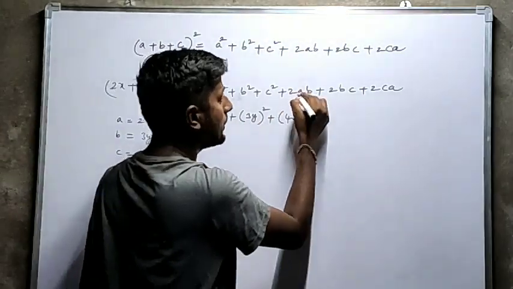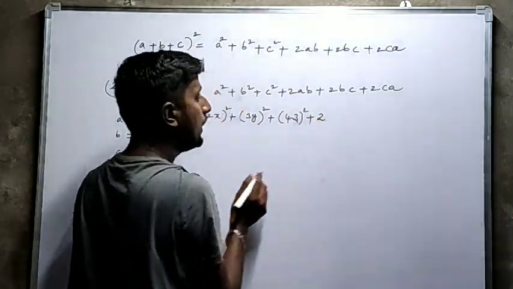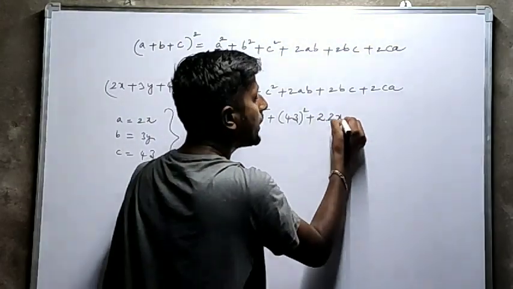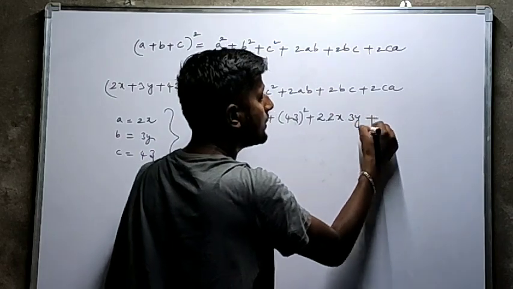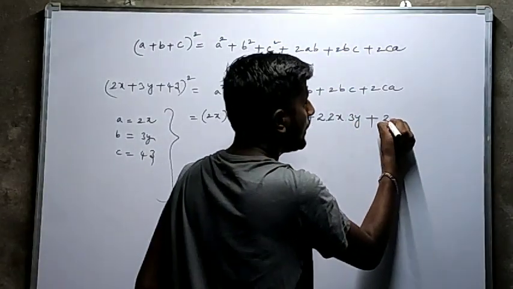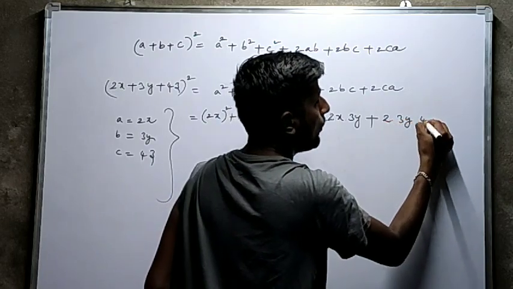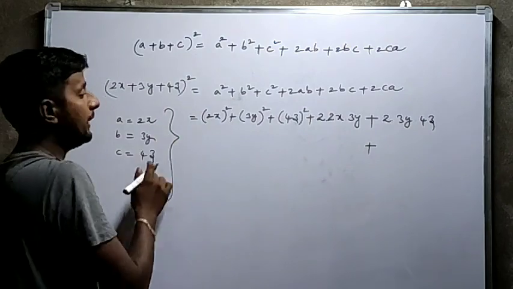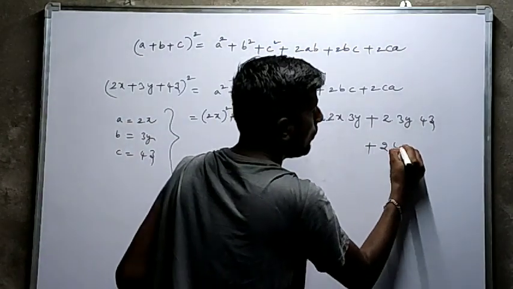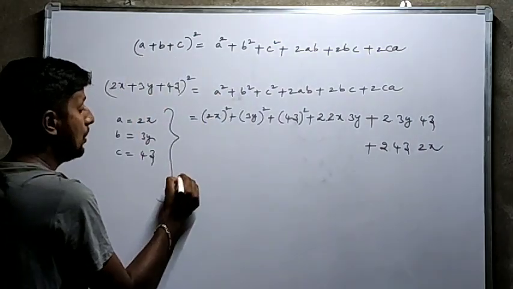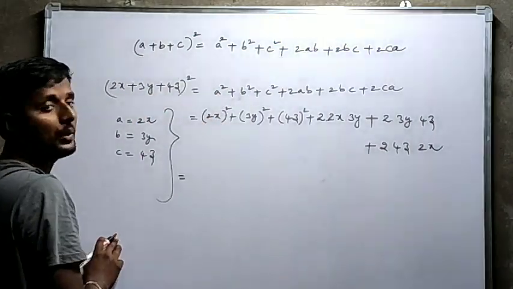Here 2 is a common constant. So 2 into A value 2x, B value 3y: 2 into 2x into 3y. Plus 2BC, this is B and C, and 2 is a constant: 3y and 4z. Then 2CA, C and A: 2 into 4z into 2x. Now 2x whole square is nothing but 2 into 2.